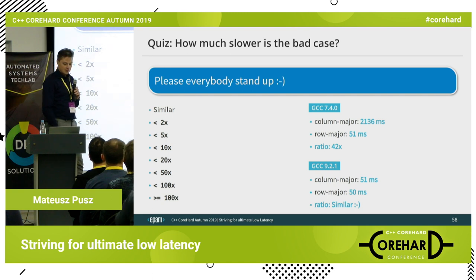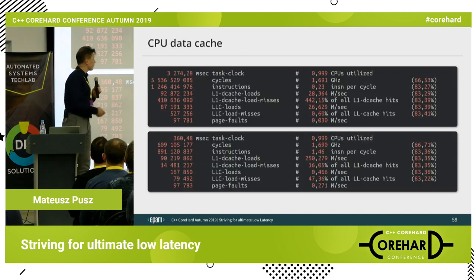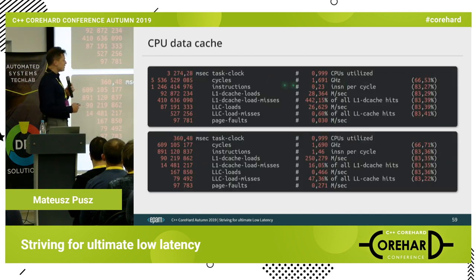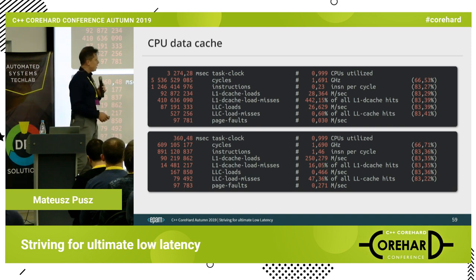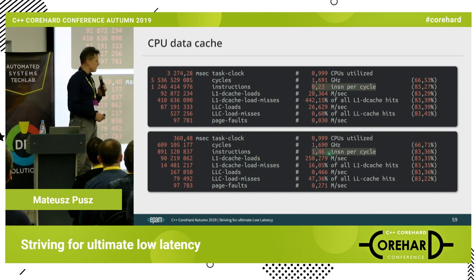Think about it every time you are writing your data. And why is that? These are statistics. This is the slow one. This is the fast one. This is the kernel profiling tool from Linux. You can find here that the slow one executes only 0.2 instructions per cycle, while this one nearly 1.5.